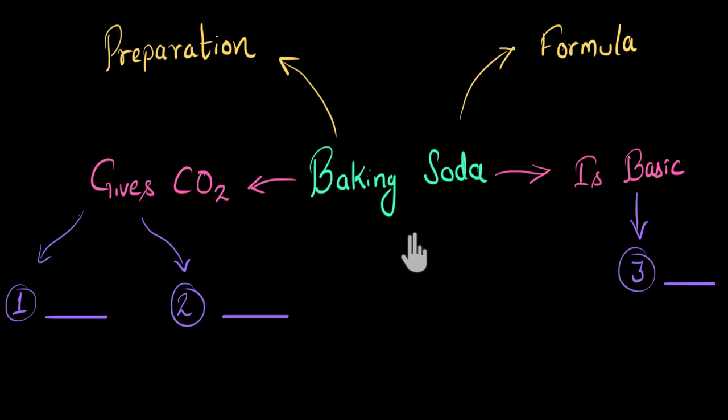Now let's summarize the video. In this video, we spoke a lot about baking soda. We looked at its chemical formula and also how it gets prepared. And I hope that you remember how many reactants were involved to make this and what those reactants were. We also saw that baking soda has two properties. One, that it gives out a lot of carbon dioxide gas. And based on this property, we saw two use cases of baking soda. And the other property was that it is basic in nature. And based on this, we saw the third use case of baking soda.